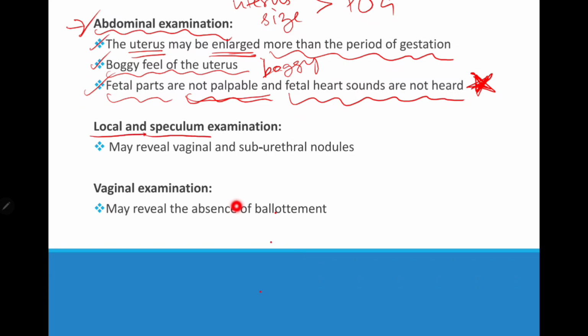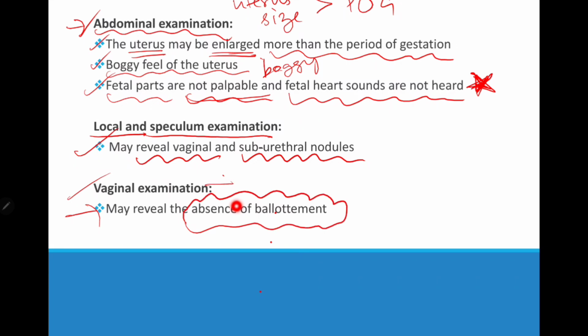Next, on local and speculum examination. Local and speculum examination may reveal vaginal and suburethral nodules. So on local and speculum examination, what can you see? It may reveal vaginal and suburethral nodules. Next, vaginal examination may reveal absence of ballottement. Very, very important. On vaginal examination, there is going to be absence of ballottement of the head or anything, nothing will be there because it's a molar pregnancy. No ballottement, whereas on speculum examination, vaginal and suburethral nodules can be seen.